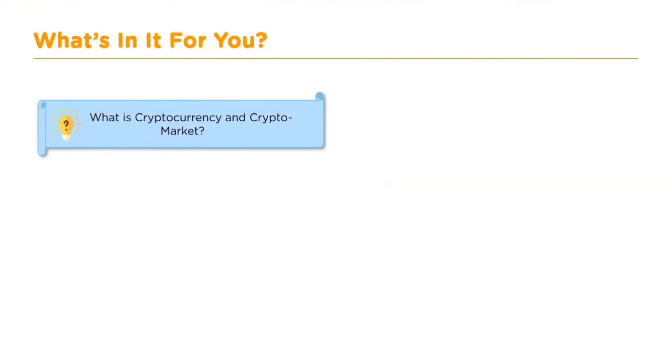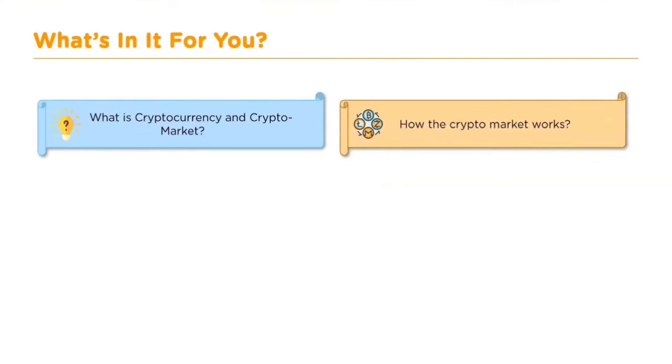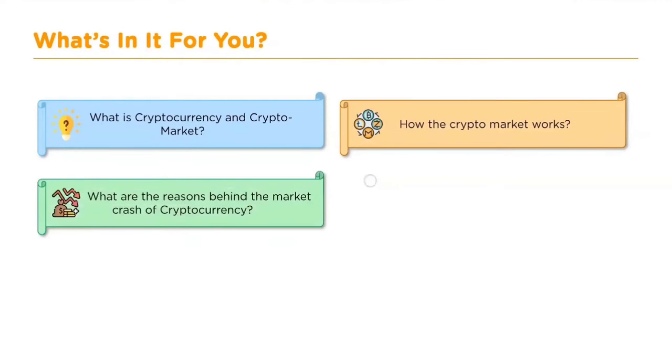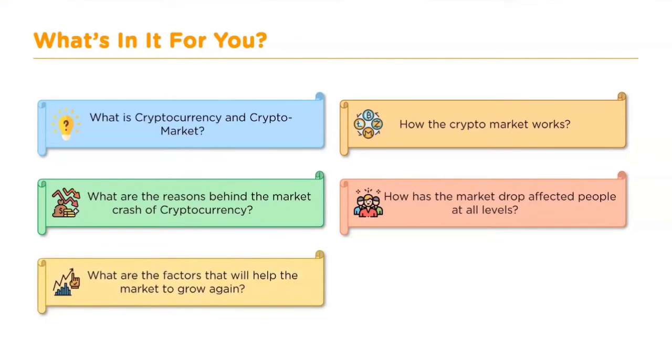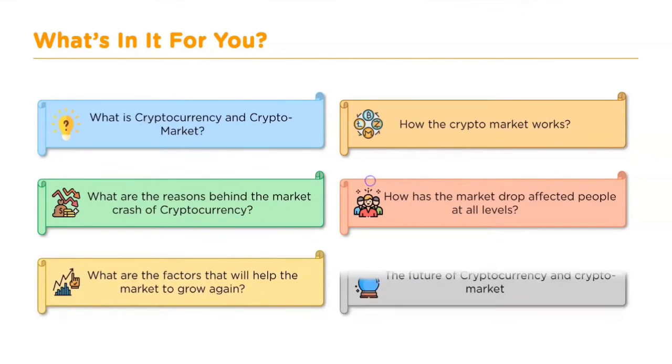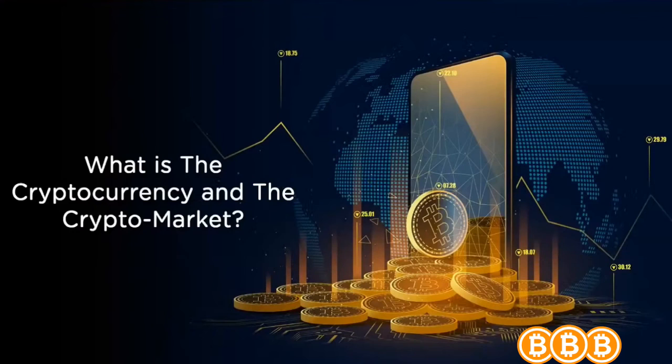First of all, we will understand what cryptocurrency and the crypto market are. After that, we will understand how the market works. Then we will look into the reasons for the market crash of cryptocurrency and how it has affected people at all levels. Then we will figure out the factors that can help the market to grow again. And at last, we will look into the future of cryptocurrency and the crypto market. So let's start with the very first aspect, that is, what cryptocurrency and the crypto market are.